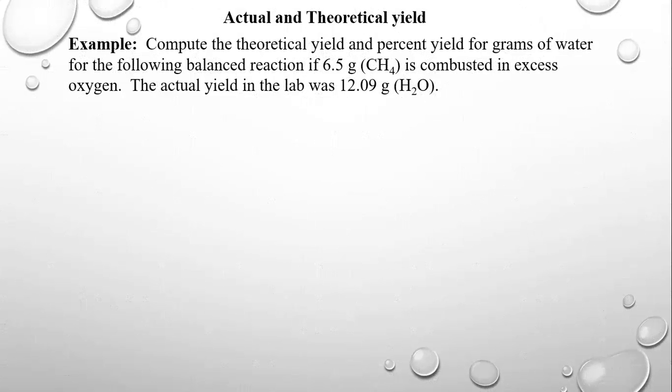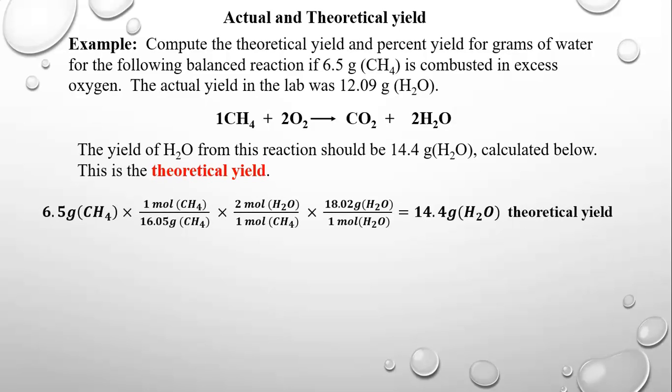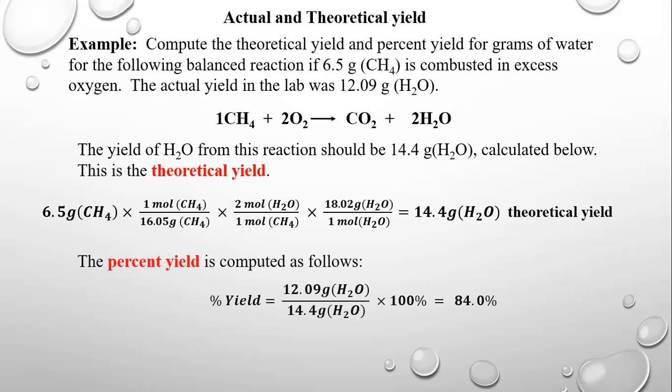So there's our problem. Again, there's the reaction. So the yield of H2O from this reaction should be 14.4 grams of H2O, calculated below. And there's the stoichiometry of it, the 3-step equation to get us from 6.5 grams of CH4 to 14.4 grams of H2O. So that's what our chemical equation in theory on paper tells us we should end up with. But you can see from the question up above, the actual yield in the lab was only 12.09 grams of H2O. So the percent yield is computed as follows.